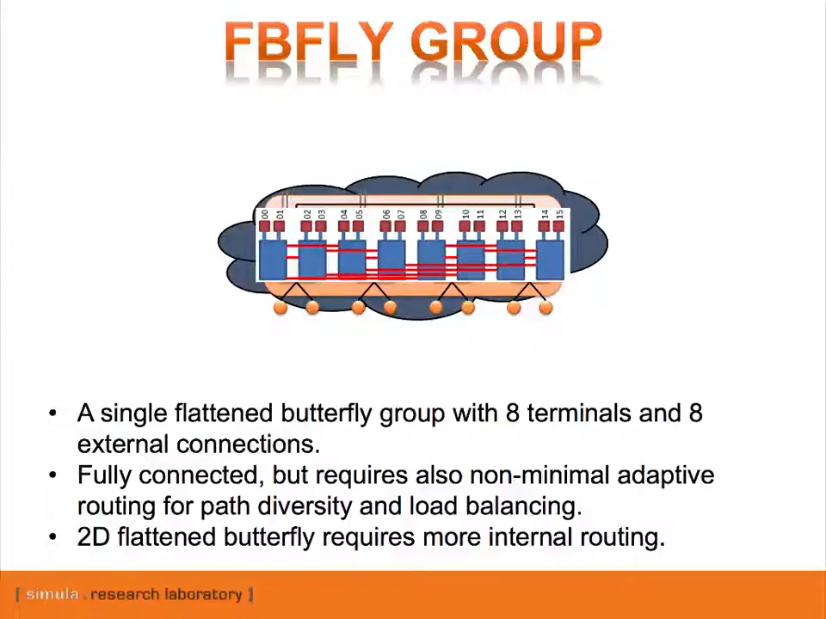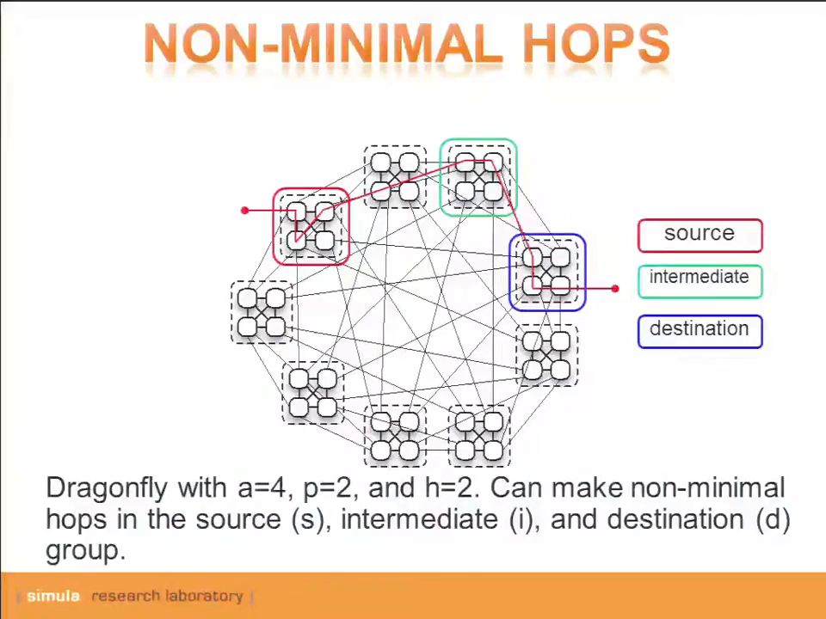For scalability, you can also go up to a flattened butterfly with more dimensions, in which case you get more internal routing. You have to route in both dimensions. Maybe you have to do non-minimal routing in both dimensions, which gives you 4 hops inside a group just for the local communication. So it's perhaps not the best option, but it's there. So this is the 2-dimensional flattened butterfly implementation. So how do you route it?